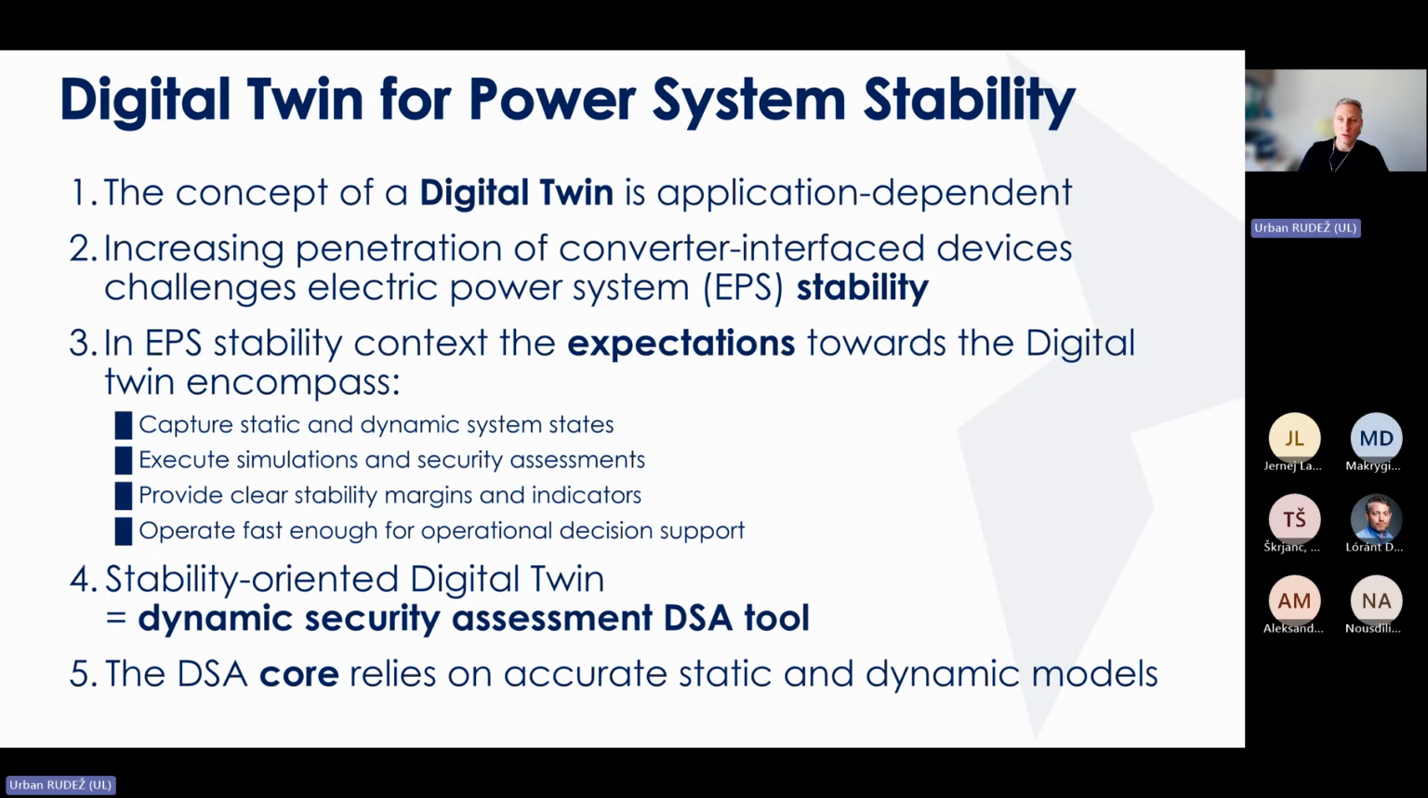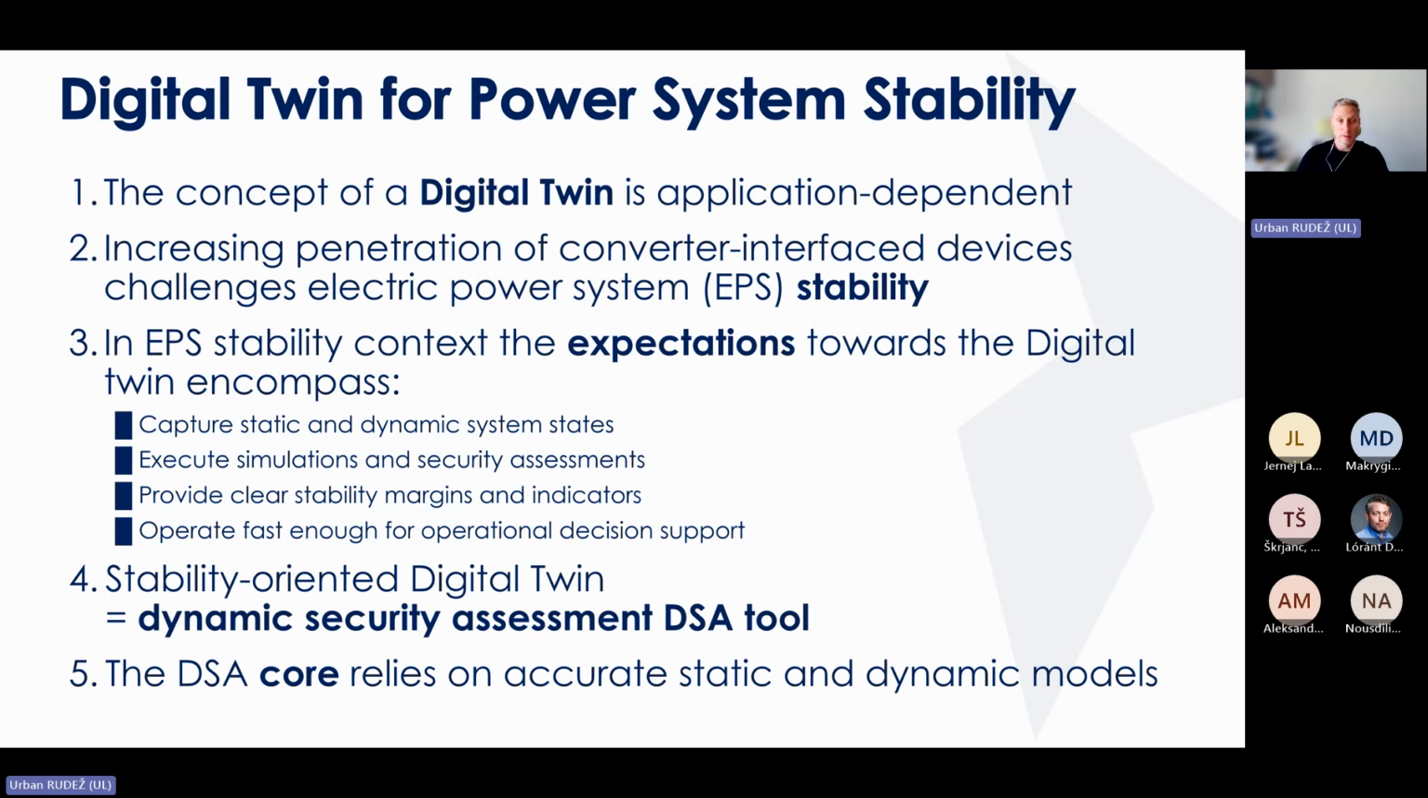So basically, in the context of the stability, the expectations that one has towards the digital twin are the following. The first one, the digital twin needs to capture both static and dynamic system states. The second one, it needs to execute simulations and security assessments. The third needs to provide clear stability margins and indicators related to stability. And the most important one is the fourth one, which means that it needs to do all that fast enough for operational decision support. And you will see in my last slide that we managed to get all the results within a couple of minutes, which we think is a very, very good result.